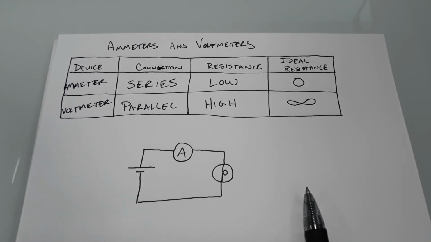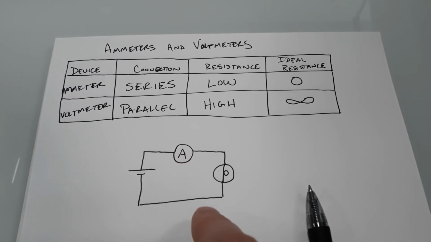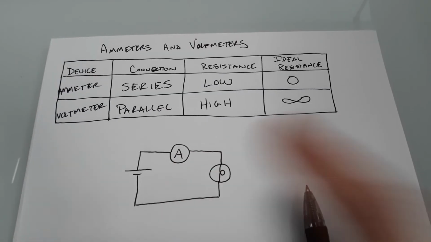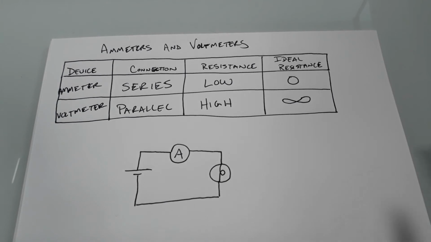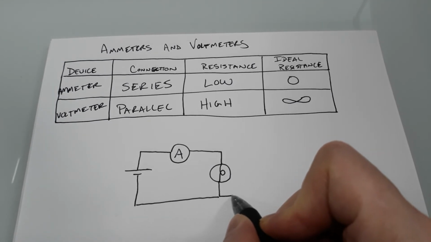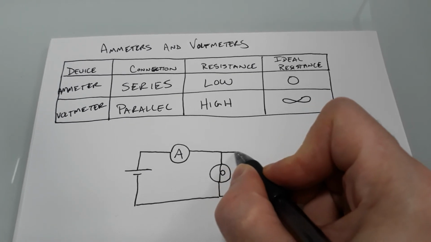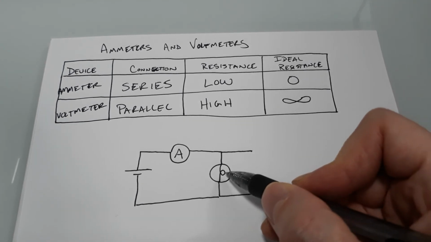I don't need the voltmeter for this circuit to work. But I do need the ammeter to be in there. Otherwise, I can't get the current. I'd have to disconnect it, put the ammeter in. So the ammeter must be there. Now the voltmeter should be here. And that's only if I want to know the voltage on this guy.